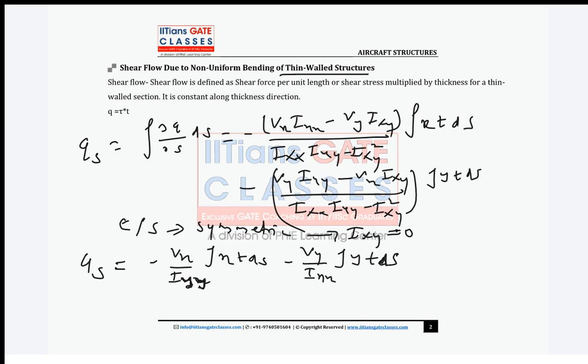Now, guys, further, if Vx is 0, your horizontal shear force is 0. So what is your qs? Qs will be minus Vy upon Ixx integration y t ds. Correct, guys? So this is Vy. Okay. So, guys, in today's class, this formula is going to be very important for me.